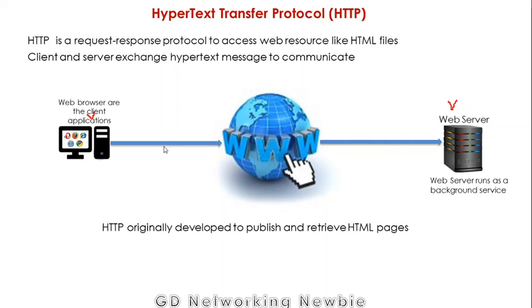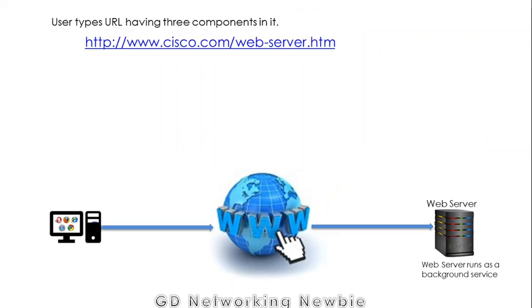HTTP was originally developed to publish and retrieve HTML pages, but later on it has also been used for distributed and collaborative information systems as well.